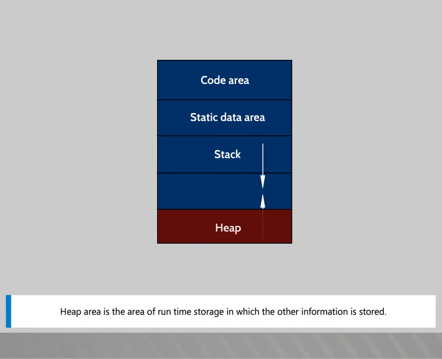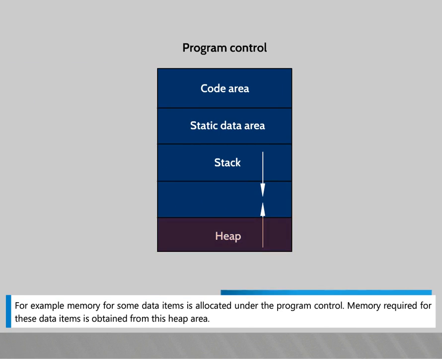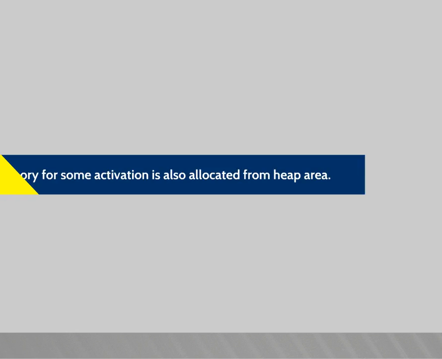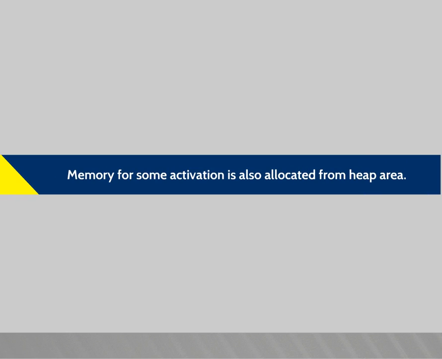Heap area is the area of runtime storage in which other information is stored. For example, memory for some data items is allocated under program control. Memory required for these data items is obtained from this heap area. Memory for some activations is also allocated from the heap area.